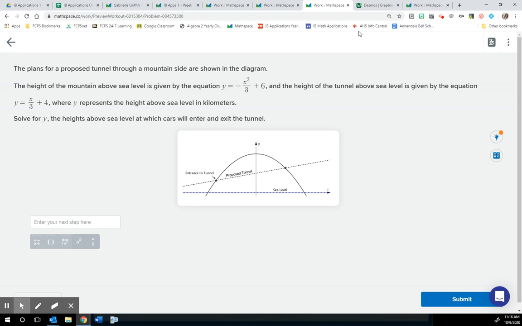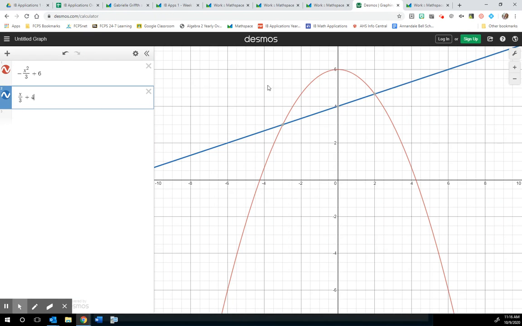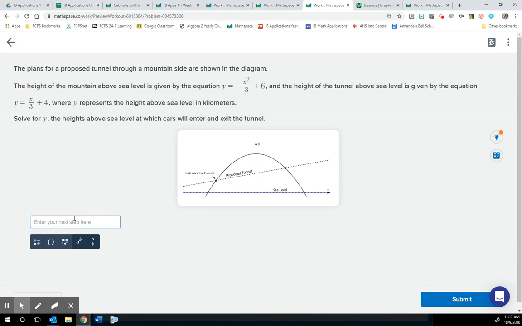So I've already typed both of these into Desmos. And again, we're looking for the intersection points. So I'm looking at this point and this point. Remember, the question only wants the y values of those points. So we're looking at 3 and we're looking at 4.667. So I could just say y equals 3, comma, y equals 4.667.